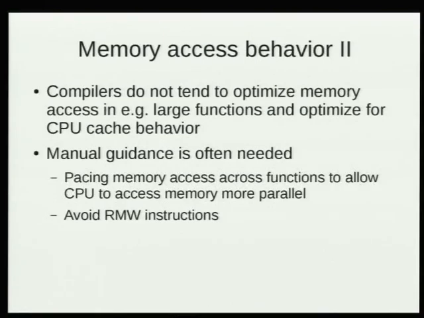Compilers normally do not tend to optimize memory access patterns in large functions, so we normally have to do that ourselves. ACCESS_ONCE is one nice feature the compilers have, because we can specify when memory is accessed. Otherwise the compiler tends to lazily read the pattern, and that might cause a kind of storm on the memory bus. As I said, it's also important to avoid read-modify-write instructions whenever you can.